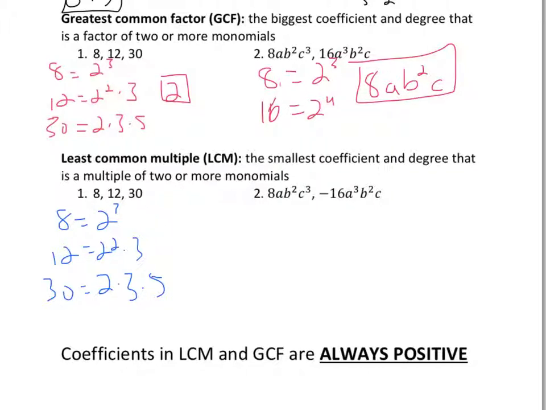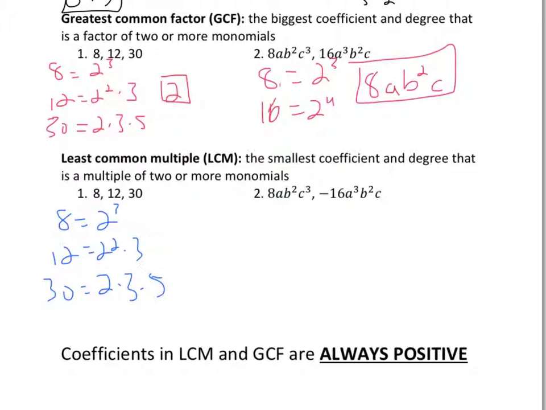So the way that you do this one is you have to include any prime number that comes into play at all. It doesn't have to be common for all of them like it is for the greatest common factor. Okay, so you're going to use the 2, the 3, and the 5. And the way to figure out the degree of those, the exponent, is you pick the largest exponent that appears. So this one's going to be 2 to the 3rd, 3 to the 1st, and 5 to the 1st.